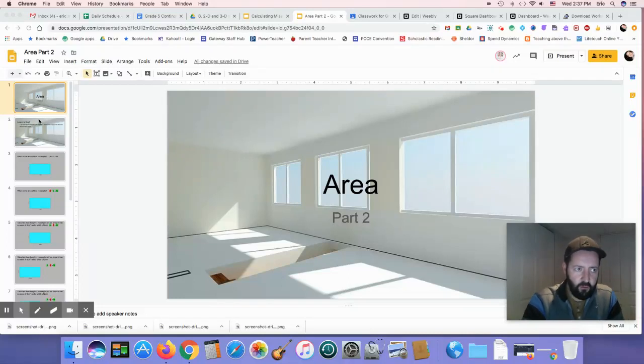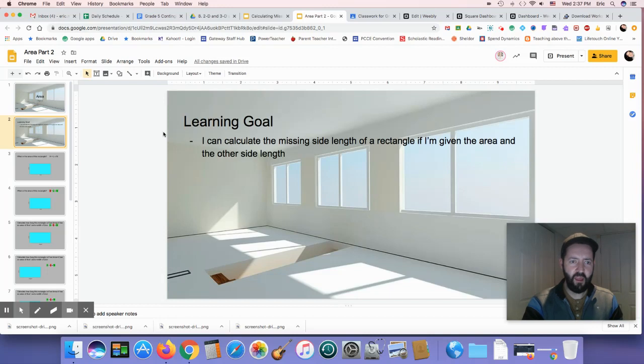All right, so we're just going to walk you through the second, or I guess part two, of this lesson about area. Your goal for today is a little different from yesterday. Yesterday we taught you how to calculate the area if you were given the length and the width of a rectangle. Today we're going to just switch things around, and your goal is: I can calculate the missing side length of a rectangle if I'm given the area and the other side length.